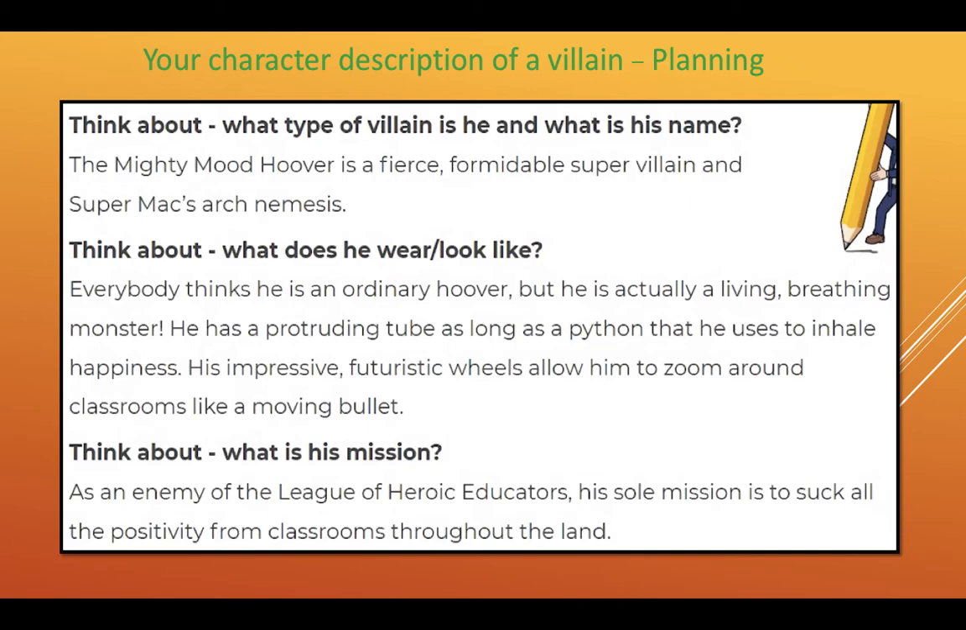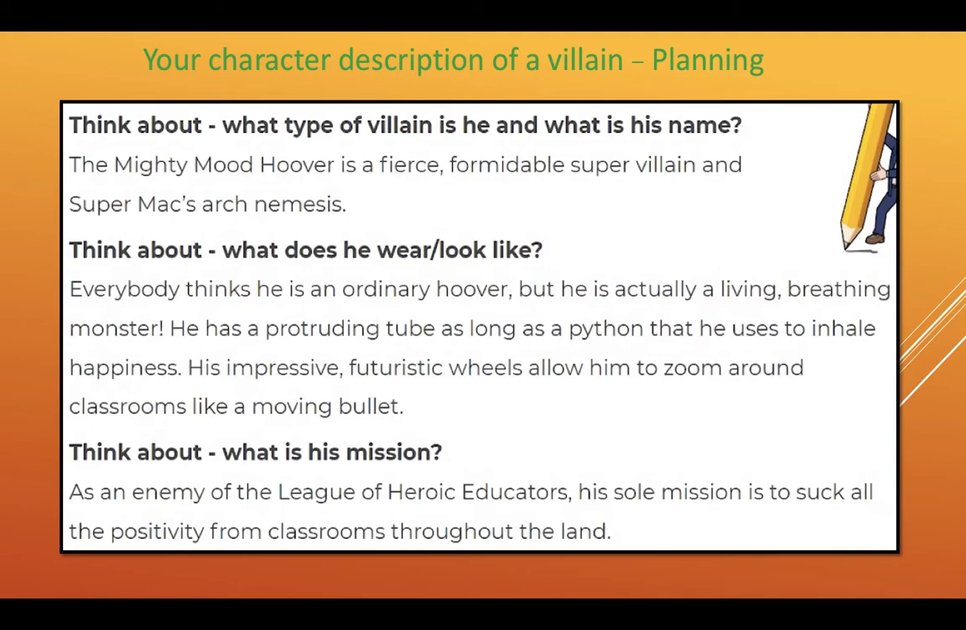And you probably noticed Super Mac's arch nemesis. Well, Mac has an apostrophe for possession because the character is Super Mac's enemy. Think about, what does he look like? Everybody thinks he is an ordinary Hoover. Notice there's a comma. But, so we've got a conjunction. But he is actually a living, breathing monster! So don't forget punctuation. It can be very effective in your writing. Use different types of punctuation.